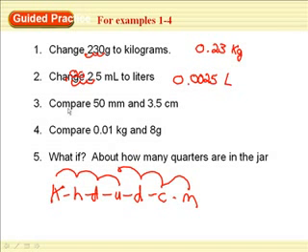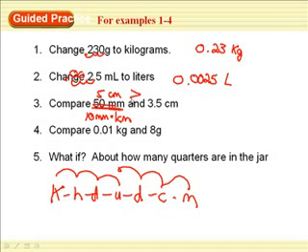Number 3, compare. When you compare, you got to make them the same. This is pretty easy to me because I know that 10 millimeters equals 1 centimeter. So 50 millimeters would be 5 centimeters. And 5 centimeters is greater than 3.5 centimeters. So that one works out good.